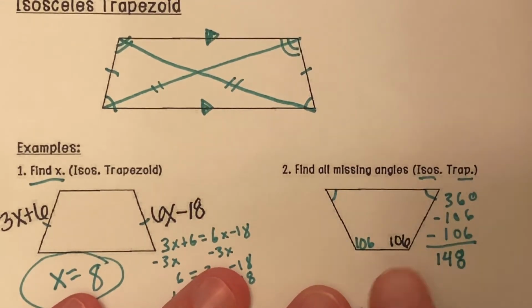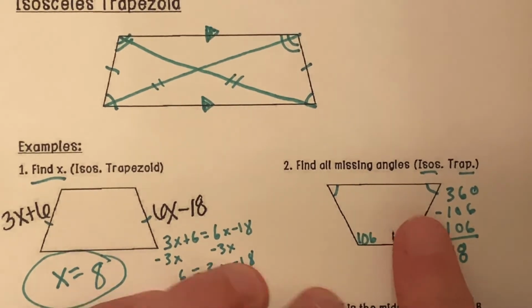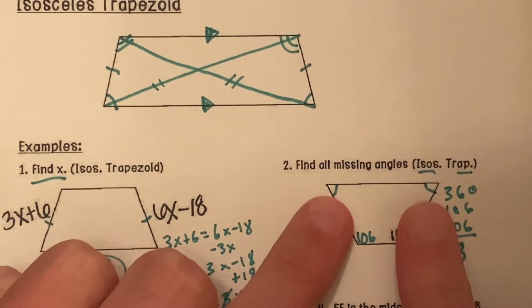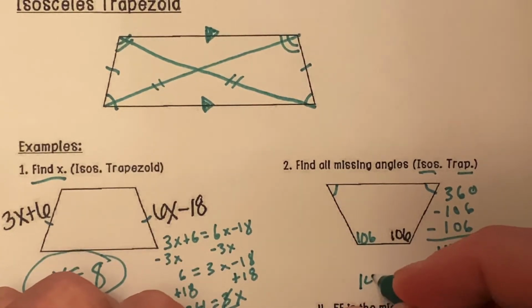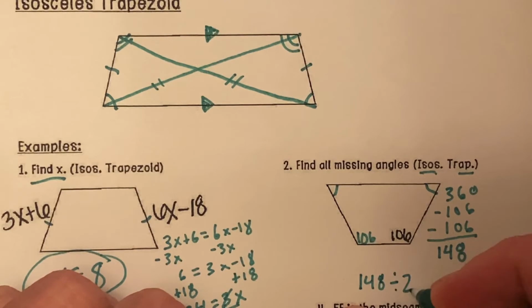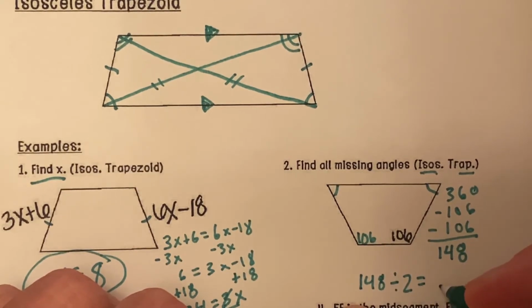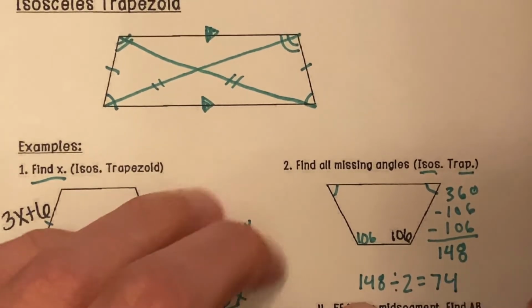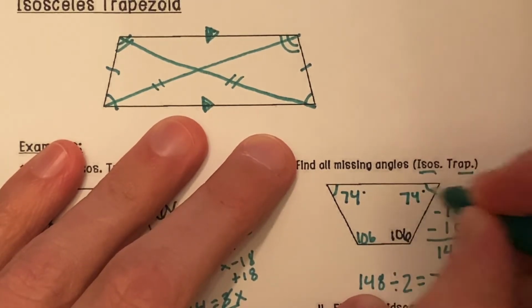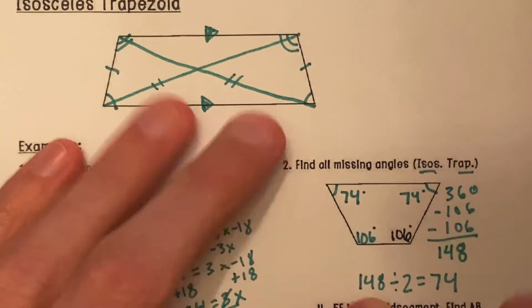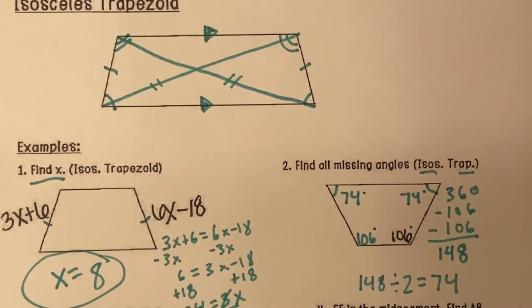Okay, so again, all I did is my total angles, so all these will add up to 360 minus this angle equals 148. Now we just split this 148 degrees between how many angles? 2. So 148 divided by 2 equals 74. So both of these angles are 74 degrees. Make sure you put your degree symbol so we know that they are angles.